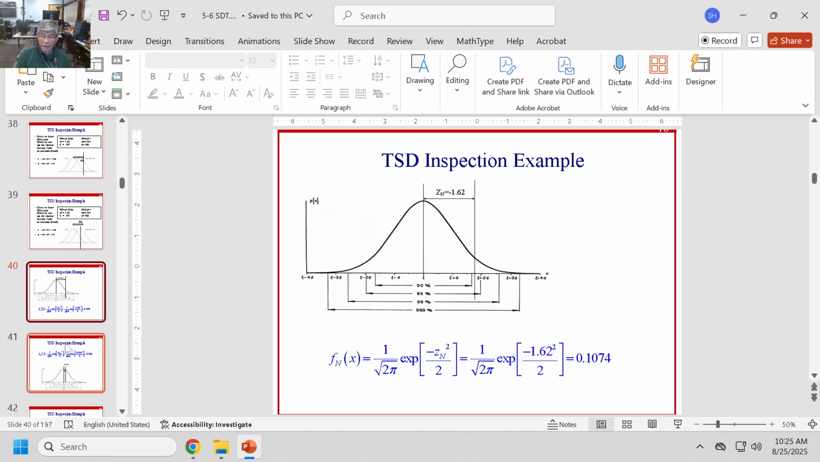Next, okay, here is the computation. I show you how I get my values, and then I figure out based on that.